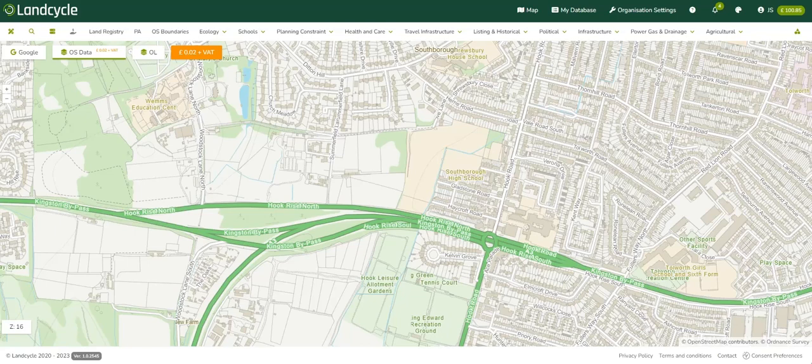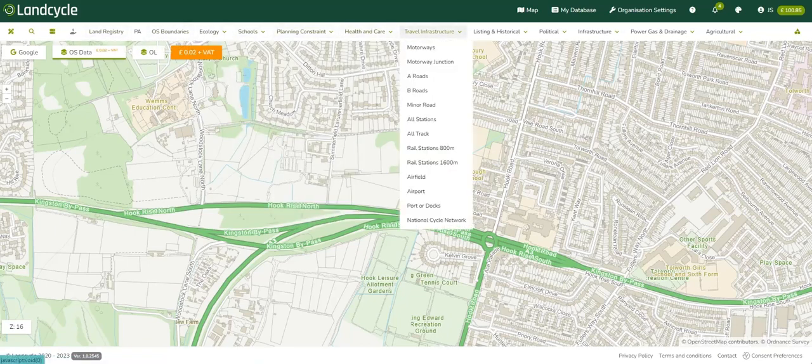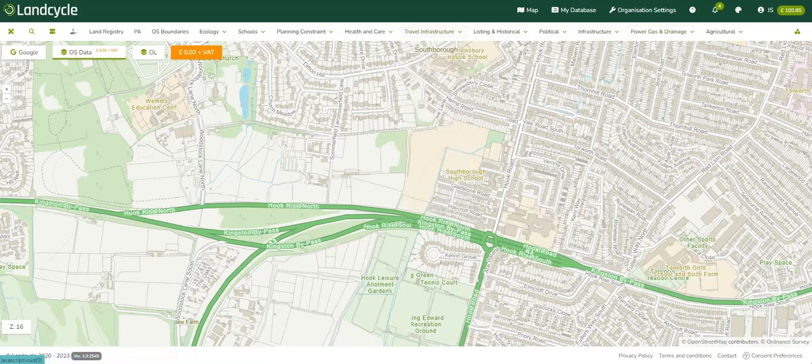So my last video was showing you the constraint layers available on Landcycle and how powerful the picture is that you can build up when you're looking at identifying land or single properties for development. And I spoke in that briefly about greenbelt. Should we develop in the greenbelt? Is it appropriate to develop in the greenbelt?